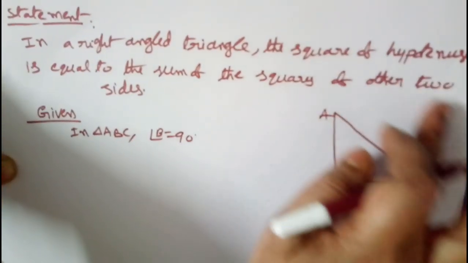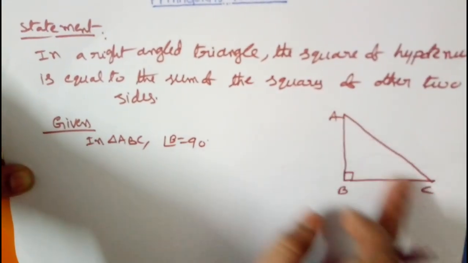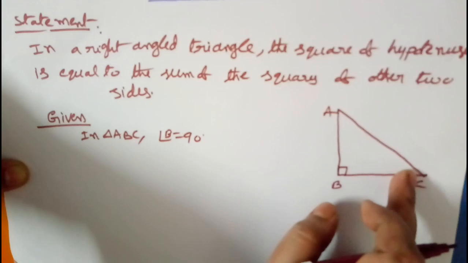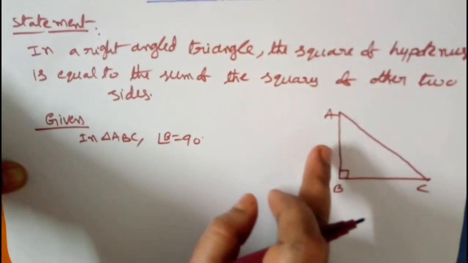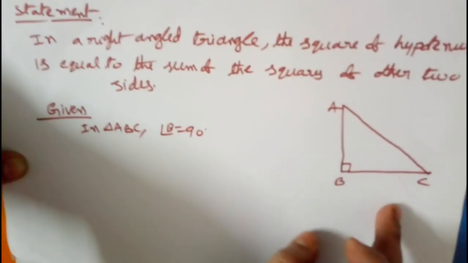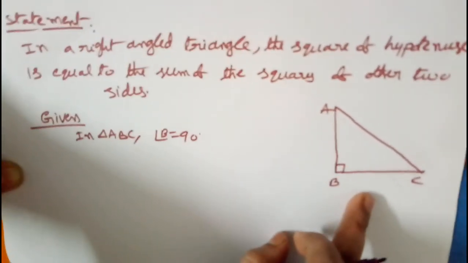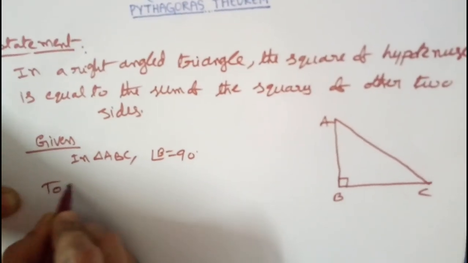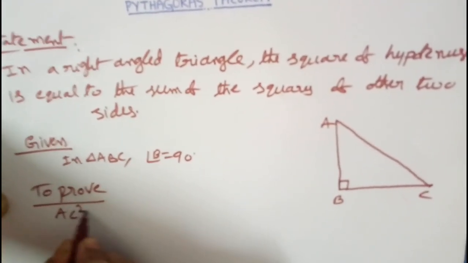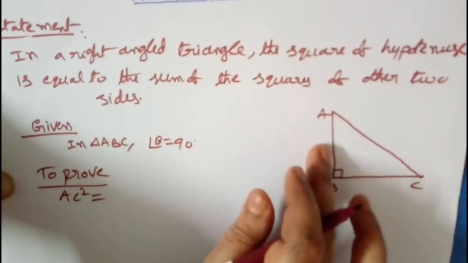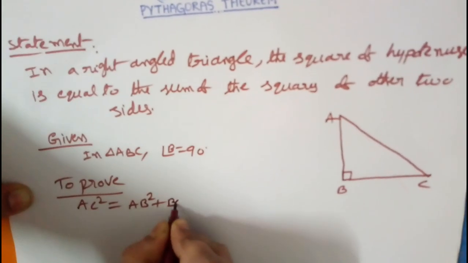What is to prove? The square of the hypotenuse. Here what is the hypotenuse? AC is the hypotenuse. That means AC square is equal to the sum of the squares of the other two sides. Here what are the other two sides? AB and BC. That means you have to prove AC square is equal to AB square plus BC square.